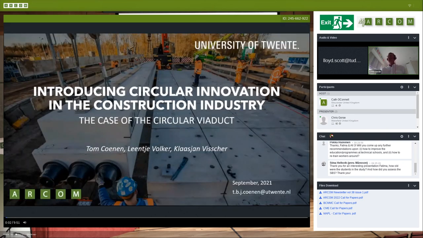I'm a doctoral student at the University of Twente, and together with Leentje, Volker and Klaasjan, Visscher, I study the transition towards a circular infrastructure sector in the Netherlands. Today, I will tell you about our findings regarding a specific innovation trajectory in the light of circularity transition in the infrastructure domain.